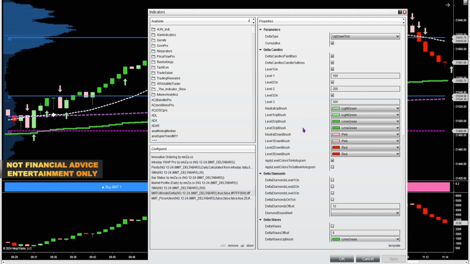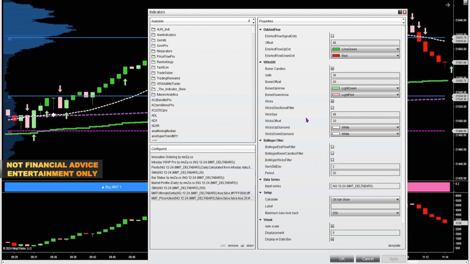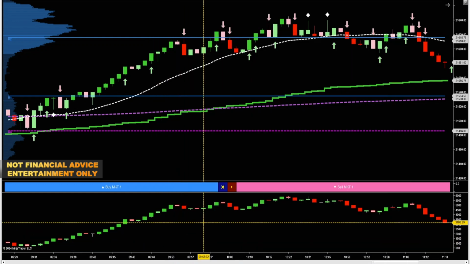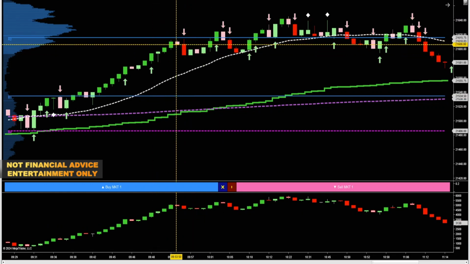What I've done here with the different levels is I've broken it down into two different options. For the neutral up and level 1 up, I've got a lighter green, and for the level 2 and level 3, I've got lime green. For the neutral down and level 1 down, I've got pink, and for both the level 2 and level 3, I've got red. For the price action indicator, I've got the body candles set to a girth of 36. For the wicks, I've got the wick size at a 48. So those are the settings. It's basically just using the MMT Ultimate Delta and the MMT price action.